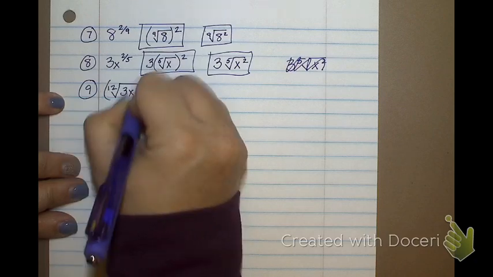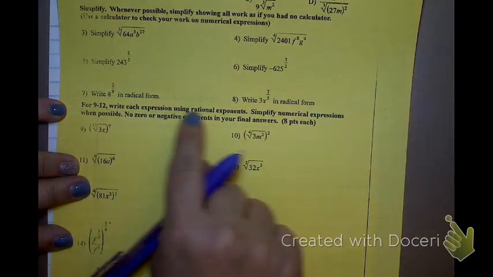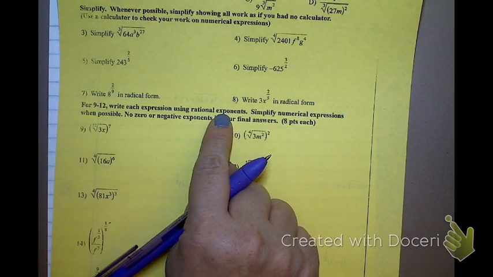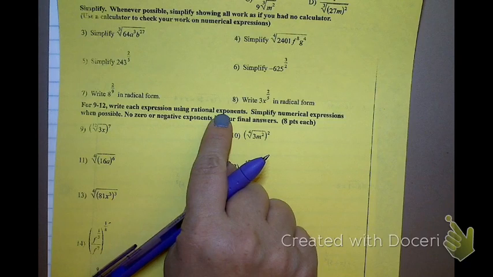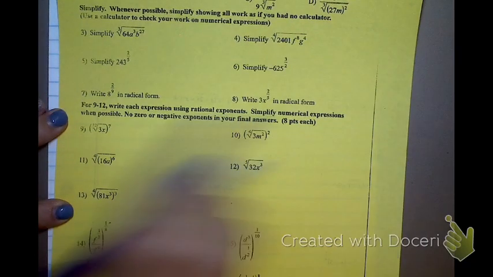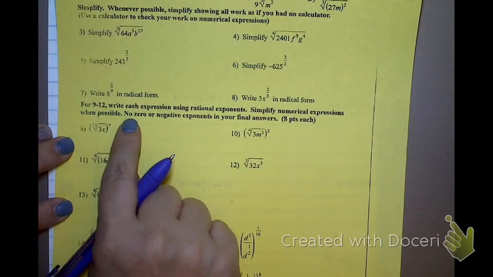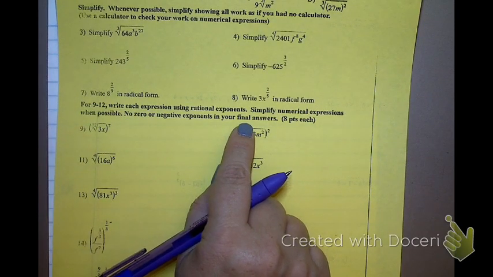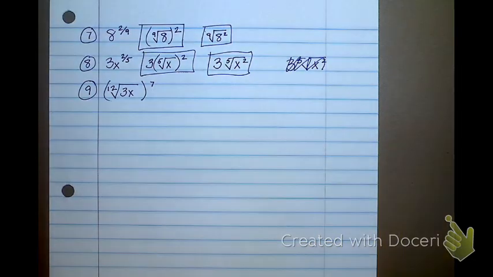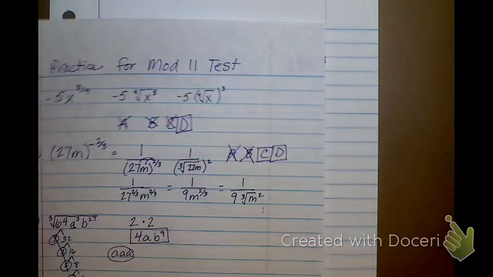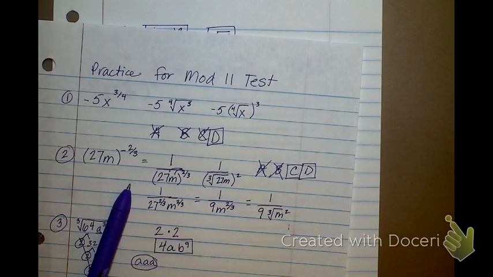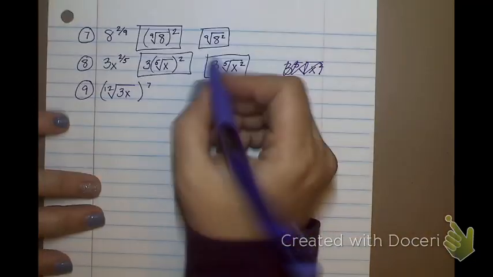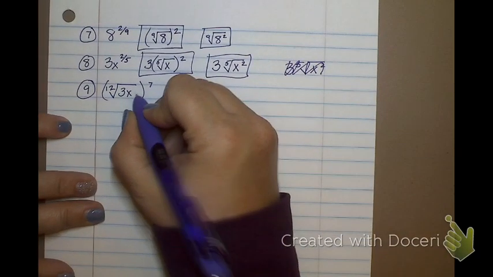Okay, so in this whole bit, it says, write each expression using rational exponents. So every answer in this section needs to be in exponent form, no radicals. Simplify numerical expressions when possible. I'll talk about that when we get to one. No 0 or negative exponents in your final answers. So I can't have an exponent of 0 and I can't have any negative exponents. But hopefully, since we did this, we know what to do with negative exponents. Right? Good answer. Okay, so this needs to be turned into exponent form.